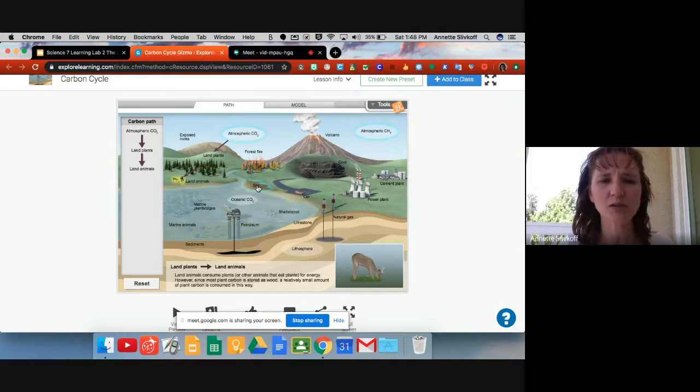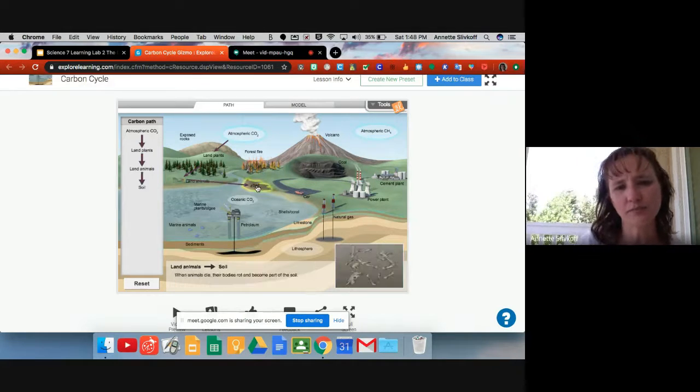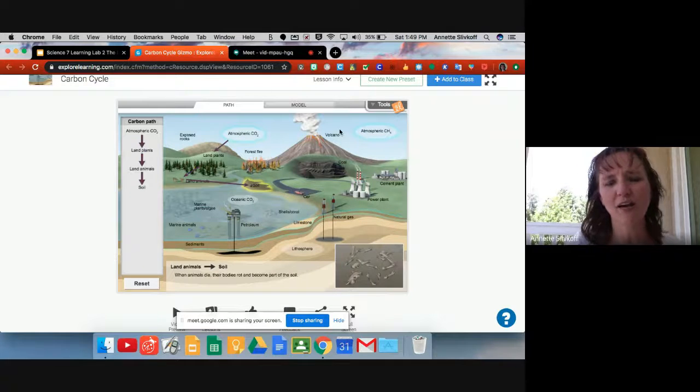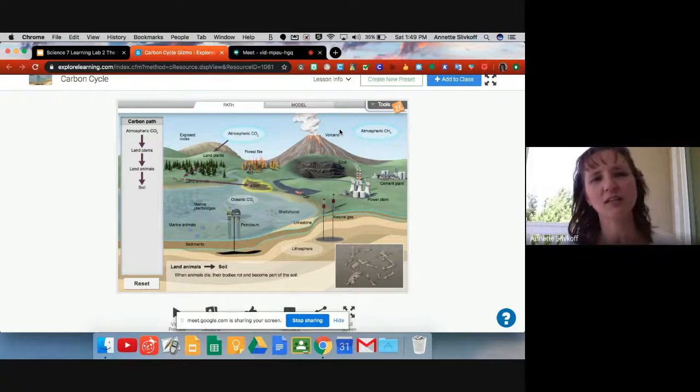I'm going to do one more here, and I'm going to click soil. So land animal to soil. When animals die, their bodies rot and become part of the soil. And from here, you'll notice there is sediment being highlighted, or atmospheric carbon dioxide. And of course, you can go ahead and click on the next one.